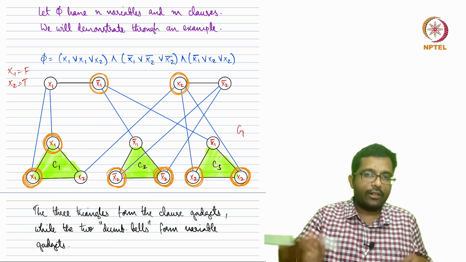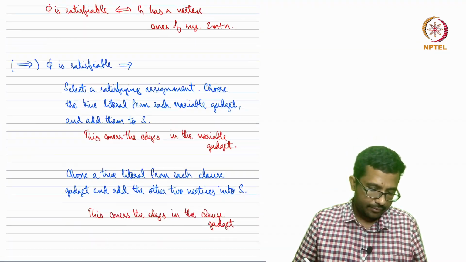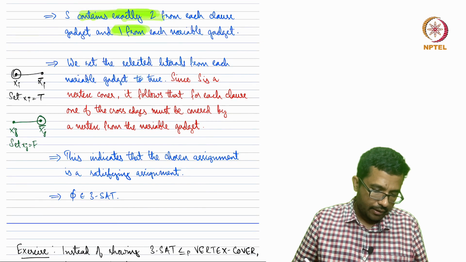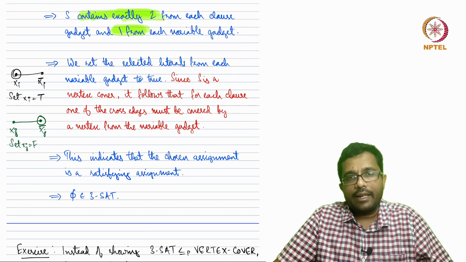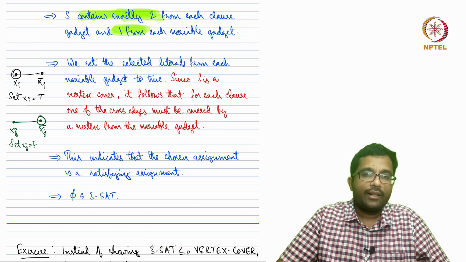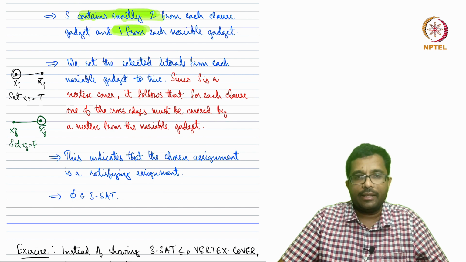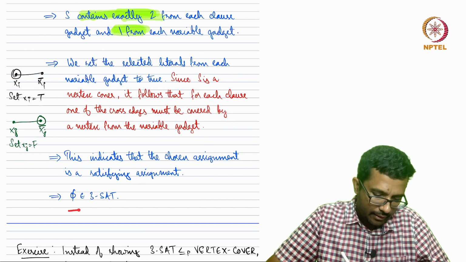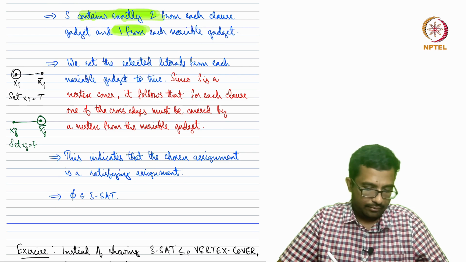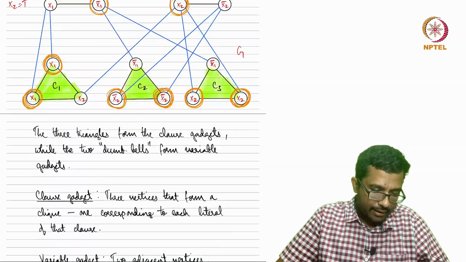Hence each clause is satisfied, hence the formula is satisfied, right? So the assignment that is constructed like this forms a satisfying assignment, and since phi has a satisfying assignment, this implies that this is a yes instance of 3-SAT, right? So maybe I'll quickly summarize since we have said a lot.